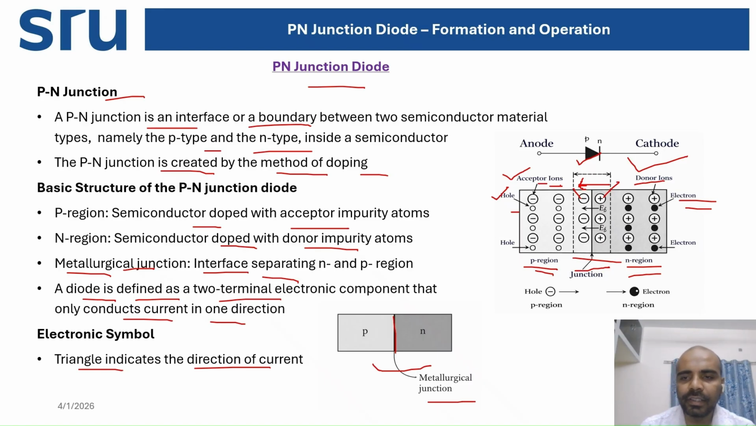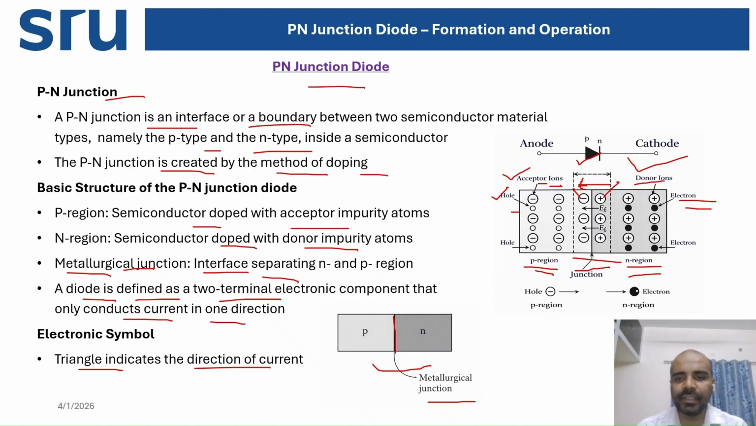leaving behind the donor ions and acceptor ions. These are immobile donor ions and acceptor ions. These ions produce an electric field from the donor ions towards the acceptor ions, or from the positive ions to the negative ions. These ions are immobile. At the initial stage, the strength of this generated electric field is not so high to prevent the movement of electrons and holes.